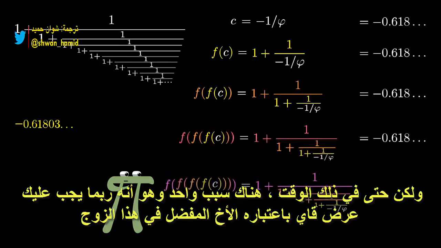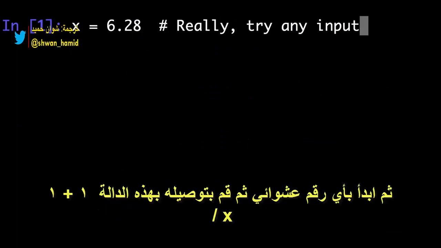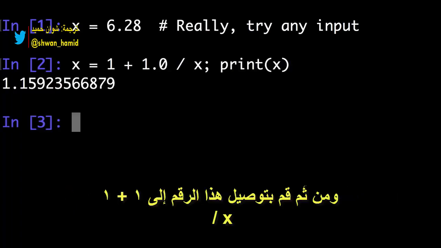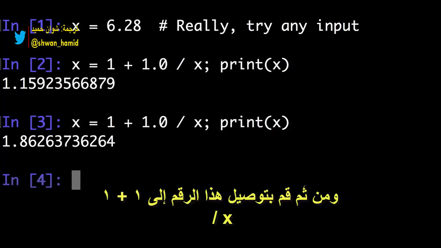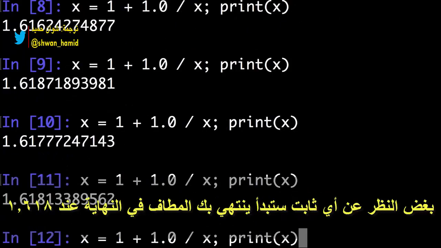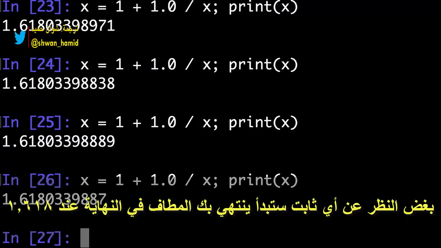But even then, there is one reason that you should probably view phi as the favorite brother in this pair. Here, try this. Pull up a calculator of some kind, then start with any random number, and then plug it into this function, 1 plus 1 divided by x, and then plug that number into 1 plus 1 over x, and then again, and again, and again. No matter what constant you start with, you eventually end up at 1.618.